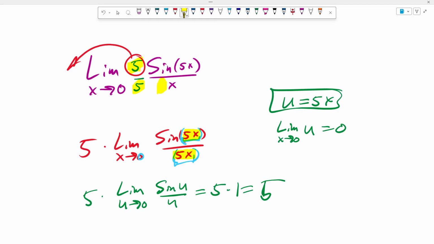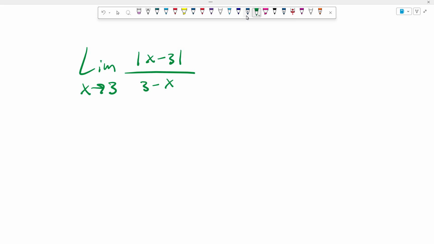Oh, here's a good one. All right, new topic. We try direct substitution. We get 3 minus 3, or 3 minus 3. We get 0 over 0. What in the world are we going to do here? This absolute value, what kind of function is that? Piecewise. It's a piecewise function.